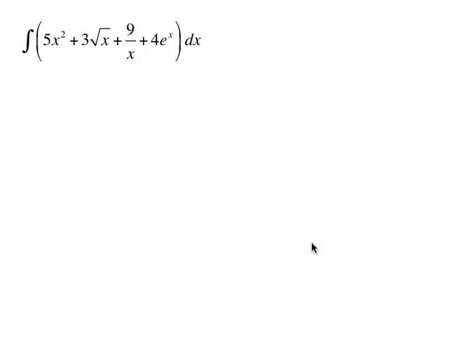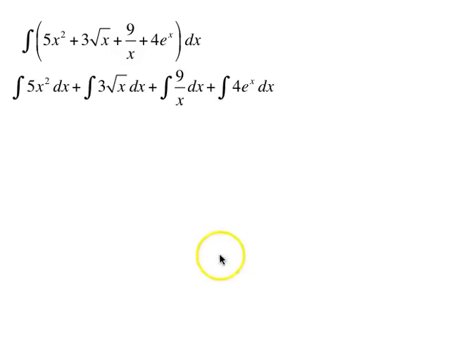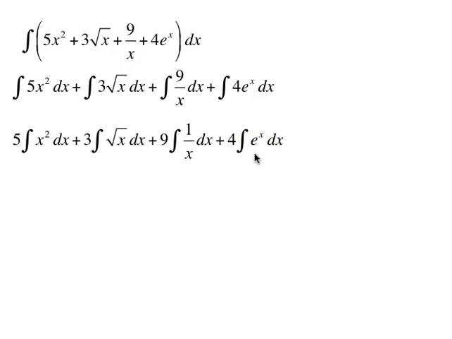Our next question is the integral of 5x squared plus 3 root x plus 9 over x plus 4e to the x. The integral of the sum is the sum of the integrals, integral of the first piece plus integral of the second piece plus integral of the third piece plus integral of the fourth piece. We can pull out all of the constants. 5 times the integral of x squared plus 3 times the integral of root x plus 9 times the integral of 1 over x plus 4 times the integral of e to the x.